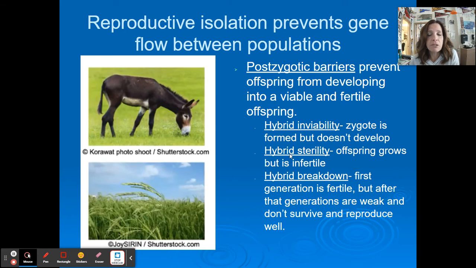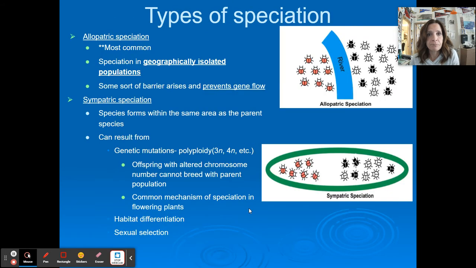You can have hybrid sterility, and that's the example of a mule. So a horse and a donkey can mate, and they make a mule, but the mule is sterile, can't make its own babies, it's infertile. And the last one is hybrid breakdown. So this happens a lot on rice. The first generation is good, but after they reproduce, they get weaker and weaker and they're not able to reproduce. So over time, those hybrids break down.